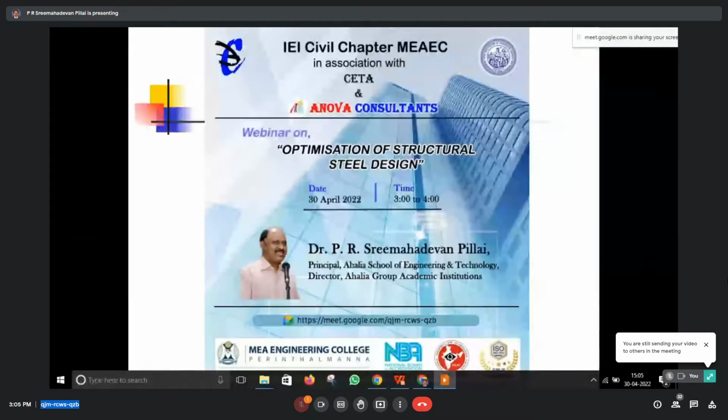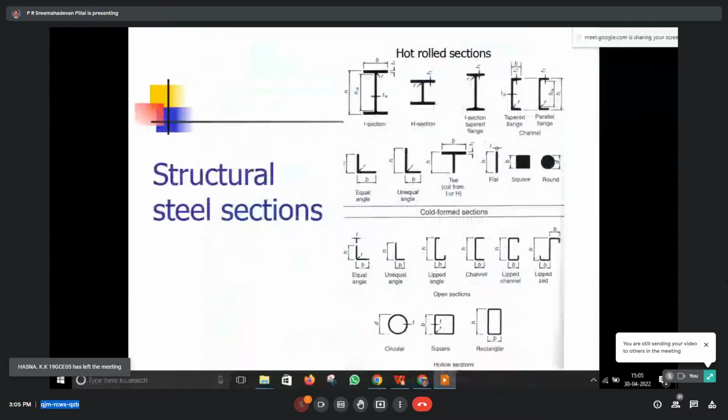So this is today's topic, optimization of structural steel design. As you know, iron is the second most abundant element available on the earth. In some planets, like Mars, it is the most abundant material available. On Earth, aluminum stands first and iron second.